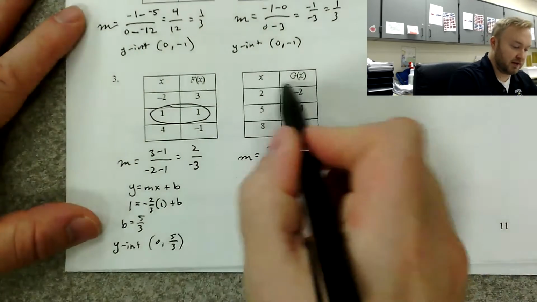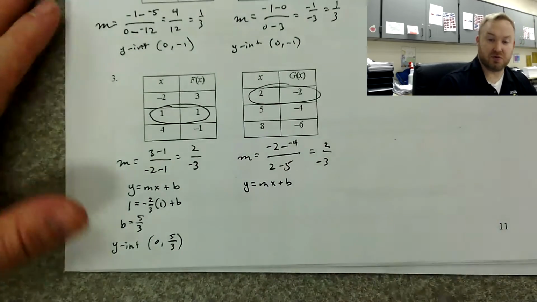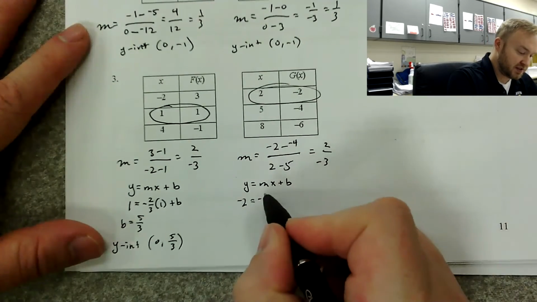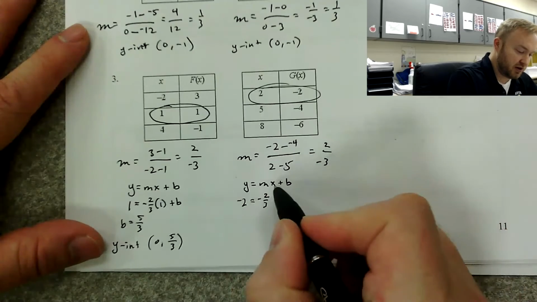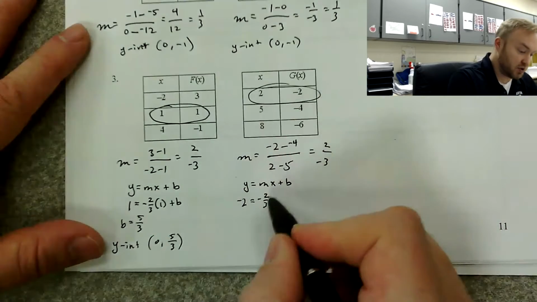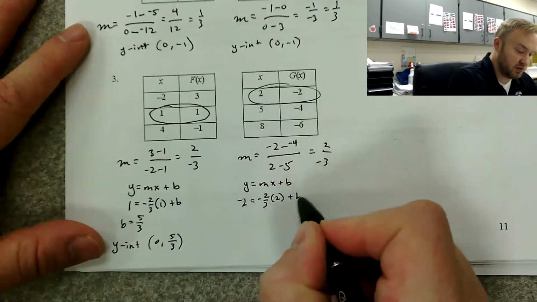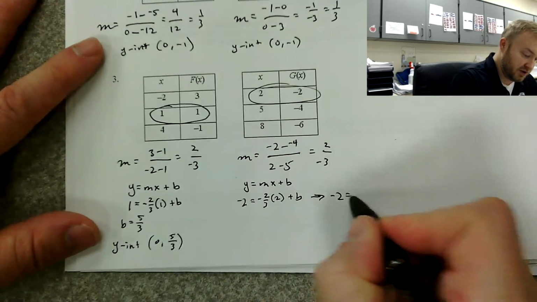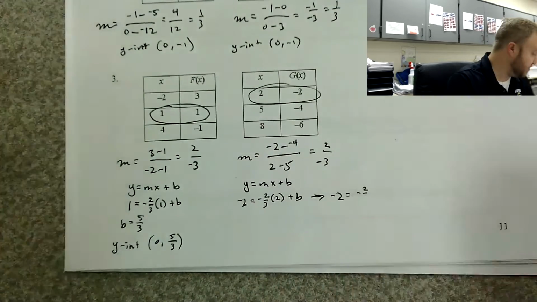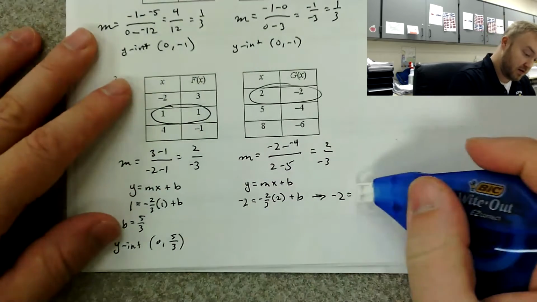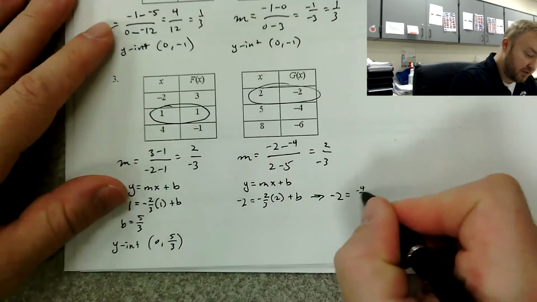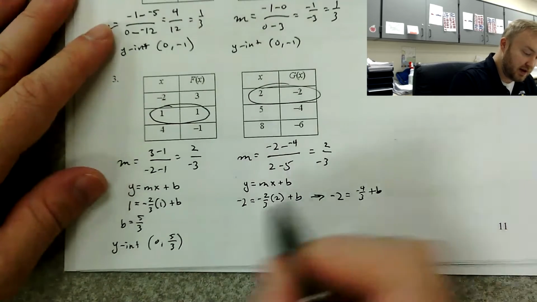Choose one of the points. I don't know. Let's pick that first one. The y-coordinate is -2. The slope is -2/3. The x-coordinate is +2 plus b. Okay, so that means -2 equals -4/3 plus b.